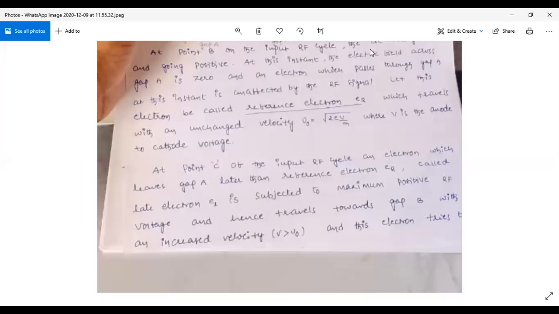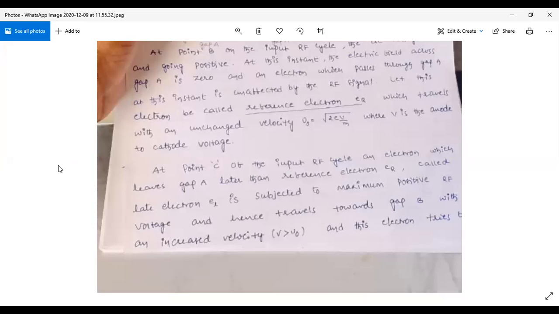This electron tries to overtake the reference electron ER. Is it true or not? Because ER is traveling with the velocity V0, with some velocity. But what happens to the late electron? The late electron is traveling with a velocity greater than V0. That means this electron tries to overtake the reference electron.